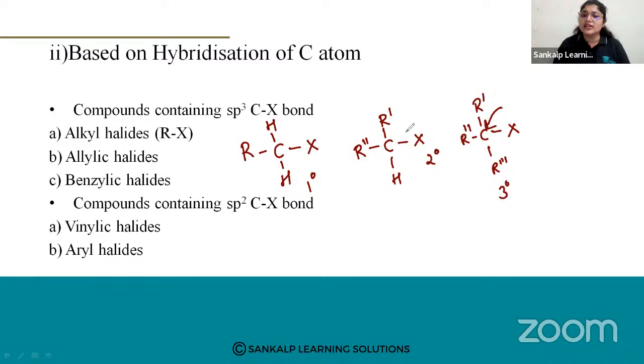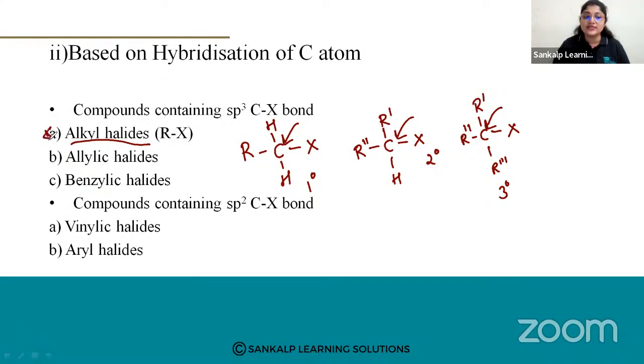So this is tertiary. The hybridization of this particular carbon is tertiary. So this is primary, this is secondary, and this is tertiary. The halogen atom is bonded to the alkyl group, thus they are called alkyl halides. These are further classified depending upon the nature of the carbon atom to which the halogen is attached. So it is classified into primary, secondary, and tertiary.